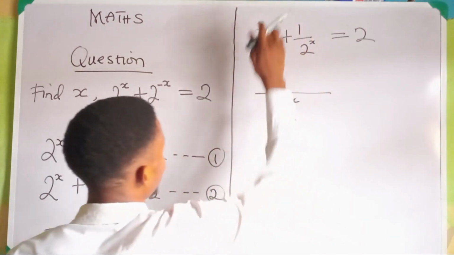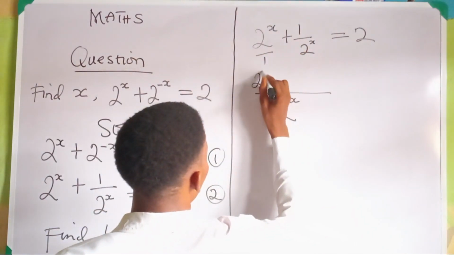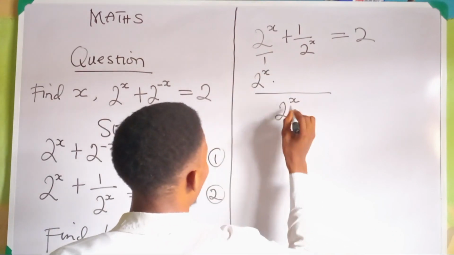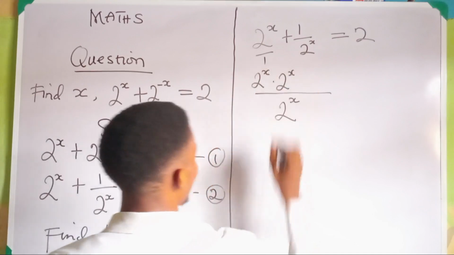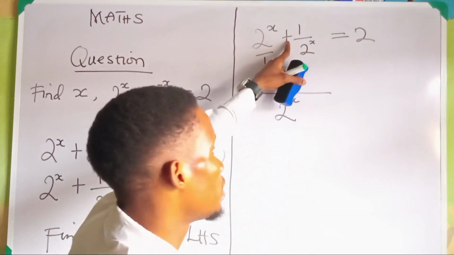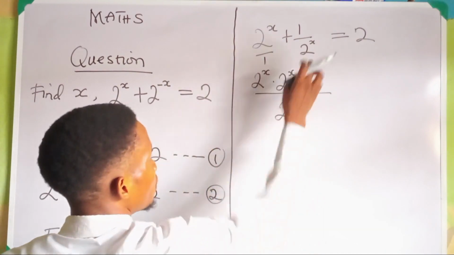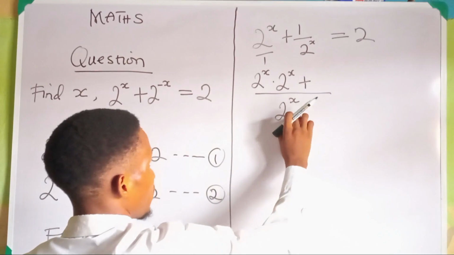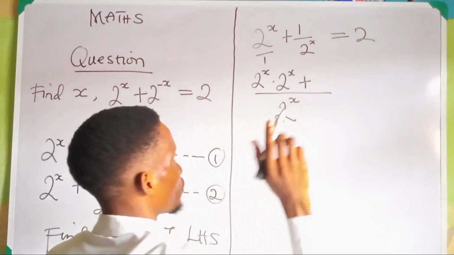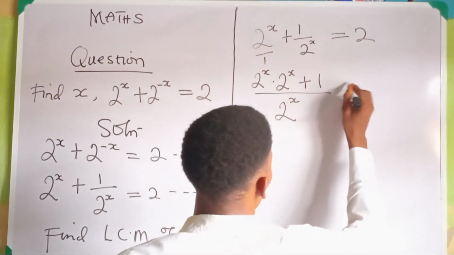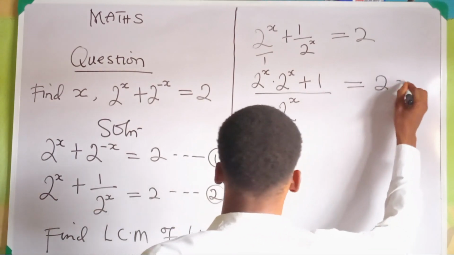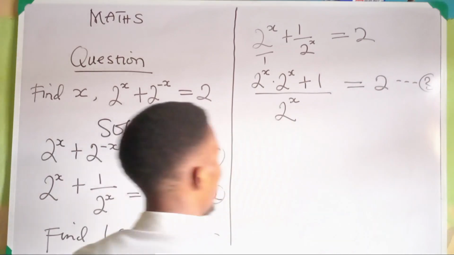Then multiply by what is there. We're already having 2^s, then multiplying 2^s. Then we have a sign there, which is a positive sign. Then 2^s divided by 2^s, we are going to have 1. 1 times 1 is 1, which is equal to 2. This is equation 3.